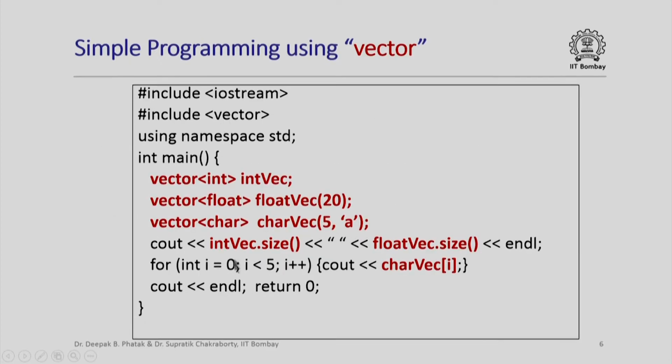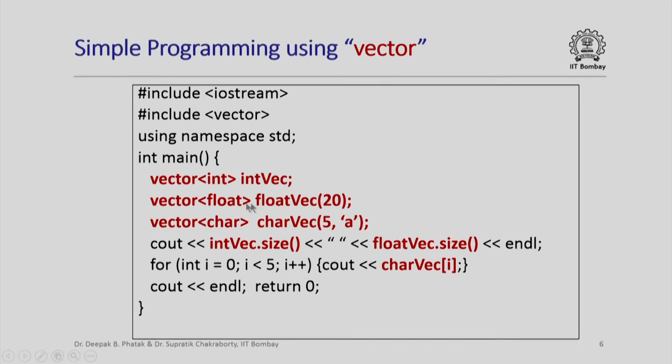Now, here is a simple program that uses the vector class. Remember, it is a template class. So, when I declare a variable of this class, I have to instantiate the generic type in the template. So, here int_vec is a vector of integers. This is indeed a vector of integers of size 0. It has not been specified what should be the size of this vector. So, by default it will consider it to be a vector of size 0.